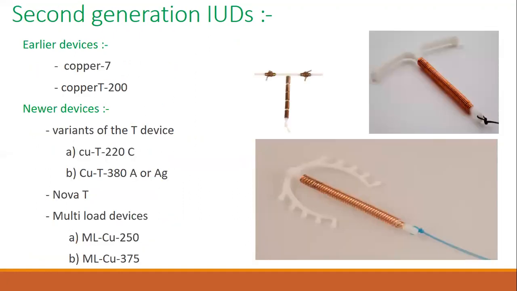Then second generation IUDs: earlier devices and newer devices. Earlier devices are copper 7 and copper T200. Newer devices are variants of the T device like copper T220C. The first image shows copper T220C, and the second image shows copper T380A or AG. In the National Family Planning Program, copper T220C was used earlier. Now copper T380A or AG is included in the program. Then the Nova T and multi-load devices like multi-load copper 250 and multi-load copper 375. The last image is of multi-load copper 375.